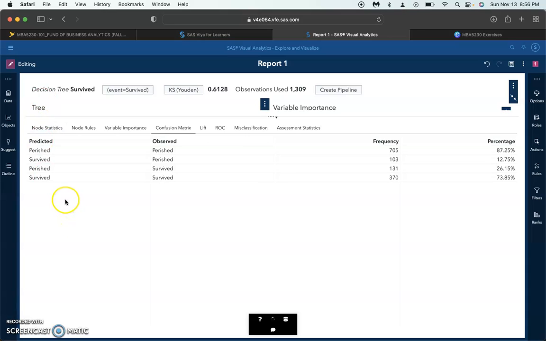As you can see here, this is basically talking about what people predicted would happen and what actually happened. You can see the percentage of accuracy. The highest percentage is when people were predicted to perish and then they actually perished, and that was about 87%, and then the lowest was when they were predicted to survive but actually perished, and that was about 12.75%.